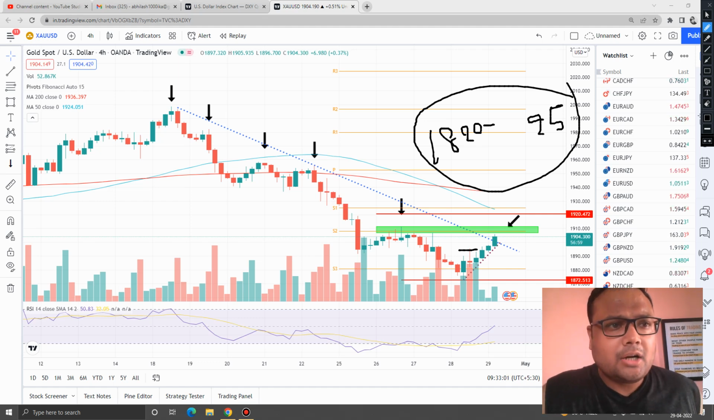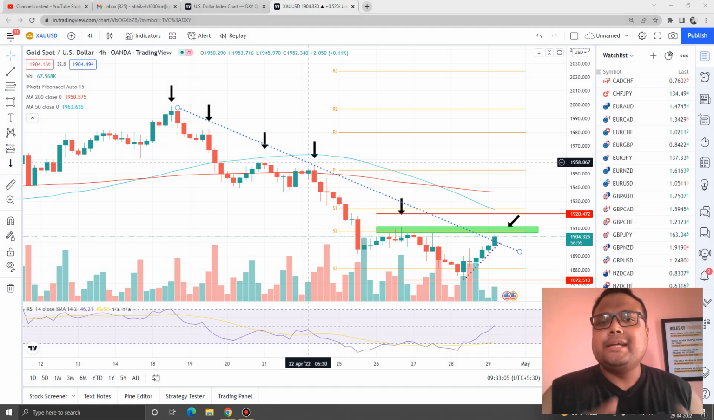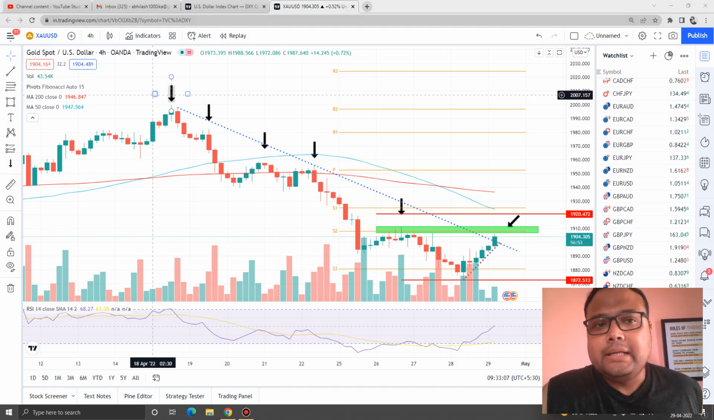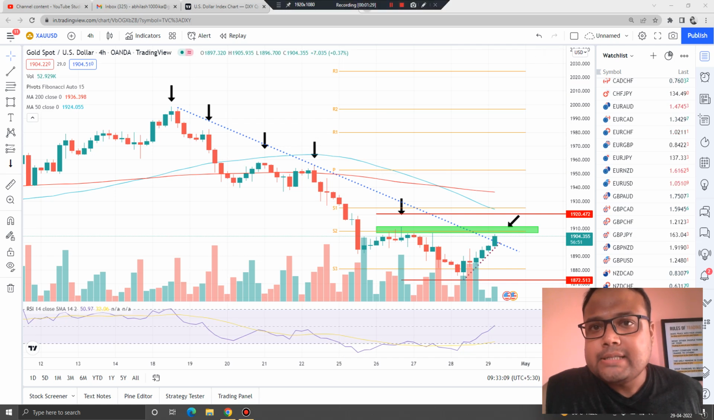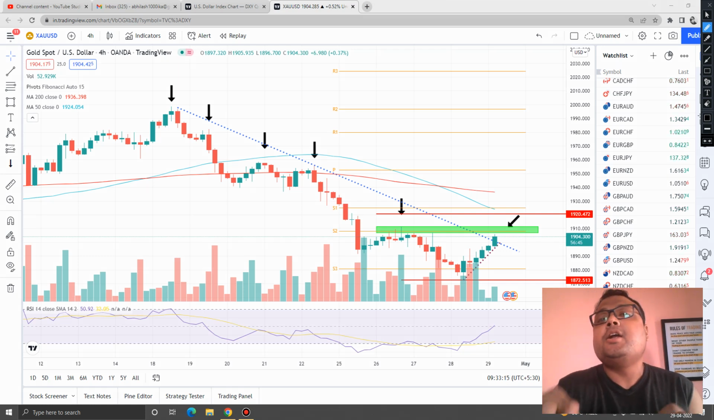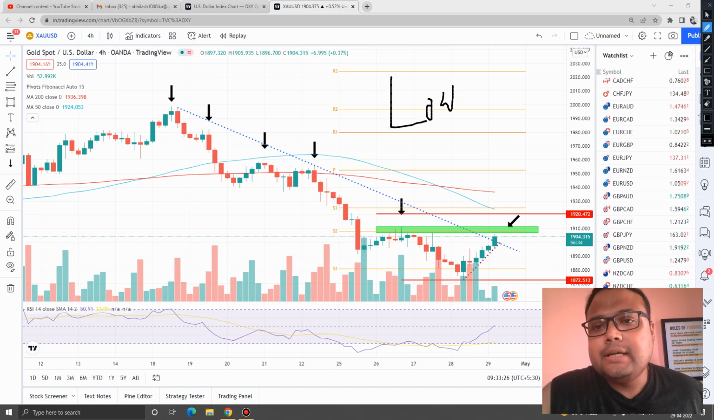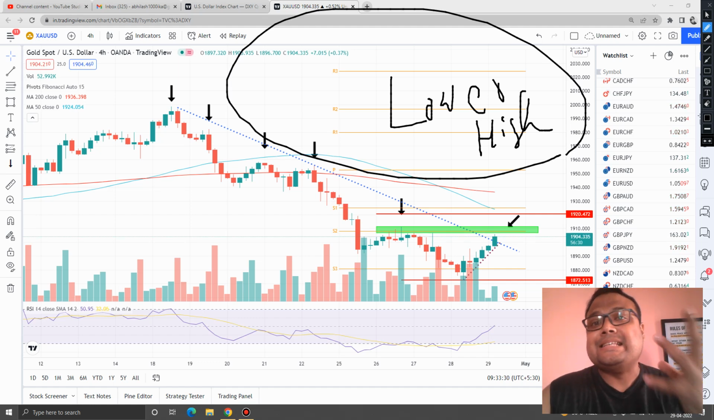So let's discuss the chart of gold USD first. If you look at the chart, you can see that I have marked these arrows. These arrows signify that the market is unable to cross the previous highs, the failure of the market to cross the previous highs, or in simple words, the market is constantly forming lower highs. Lower highs signify the rise in the number of sellers.